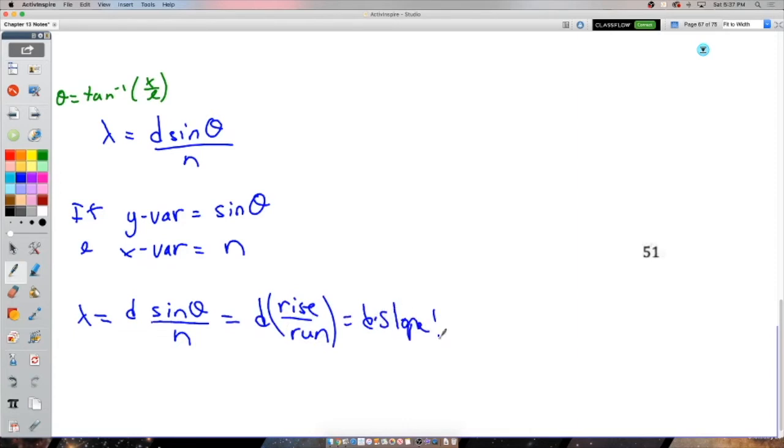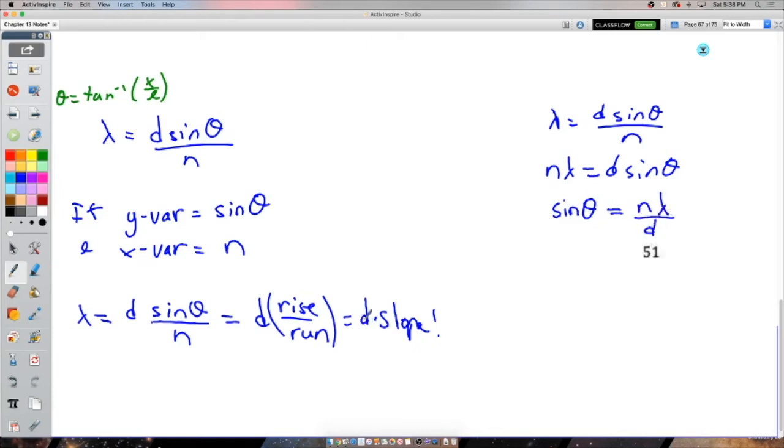Another way to think about this is to play with it until it's in y equals mx plus b form. We could have said, I'm going to make sine theta the y variable and put it into y equals mx plus b form. That means y needs to be by itself. Sine theta equals n lambda over d. I'm just going to slightly rewrite this to make it a little clearer. Look at this. We have y equals m, and n we said was our x variable.